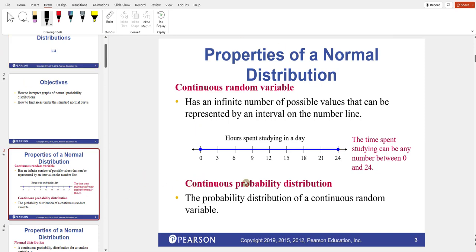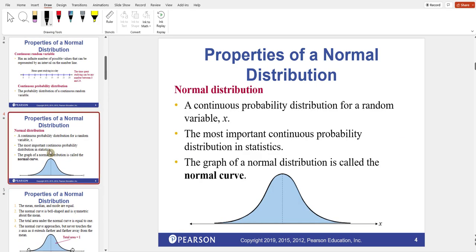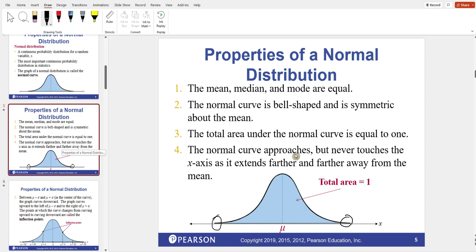The probability distribution of a continuous random variable is a continuous probability distribution. So we'll talk about the normal distribution. A continuous probability distribution for a random variable x is one of the most important continuous probability distributions in statistics. And the graph of a normal distribution is called a normal curve. When the graph is all the way symmetric, the mean, median, and mode are equal. Sometimes the graph may be closely symmetric but not exactly symmetric, but in that case the mean, median, and mode will be approximately equal. The normal curve is bell-shaped and is symmetric about the mean.